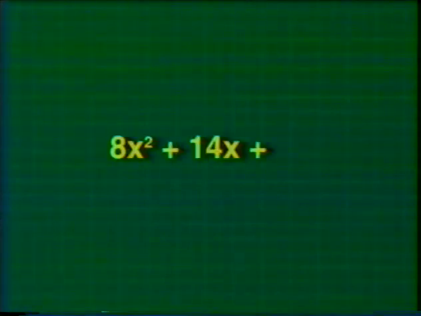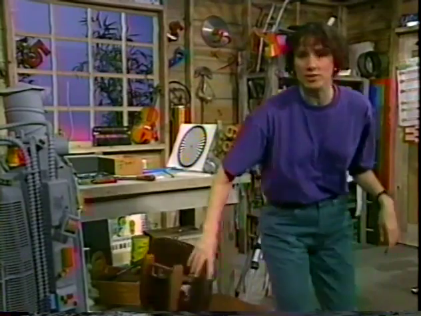If the coefficient of the squared term is equal to 1, as in this case, it's factored differently from a trinomial in which the coefficient of the squared term is not equal to 1, as in this example, 8x squared plus 14x plus 5. Let's begin with a trinomial in which the coefficient of the squared term is equal to 1.